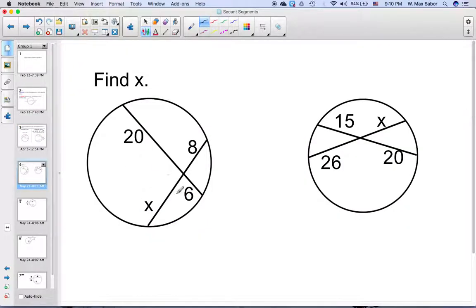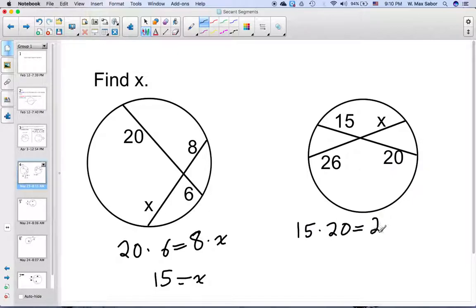So here, these are both inside, so we'll say 20 is on the same line as 6, 8 is on the same line as x. And then we solve that. When we solve that, we should get 15, I believe. Here, 15 times 20, those are on the same line, and 26 and x are on the same line. So when we solve this, we get 15 times 20 is 300. And then when we divide, we get 300 divided by 26 is going to be 150 divided by 13.